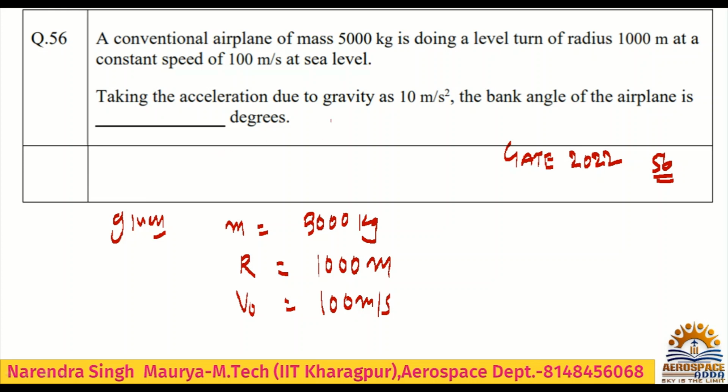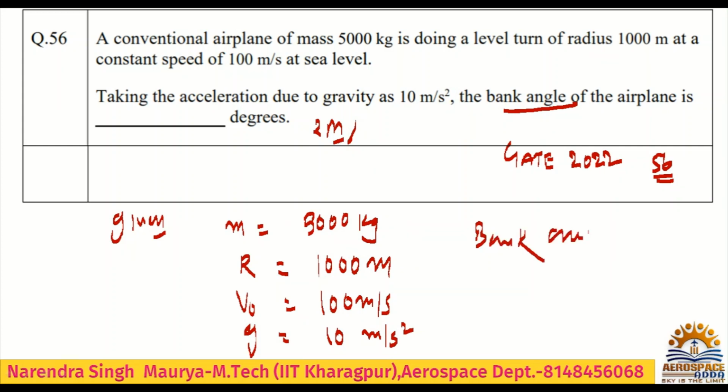Taking the acceleration due to gravity g, they have given 10 meter per second square. All these values they have given to you, and what they are asking is the bank angle of the airplane. This is also a fill in the blank problem. So these are the problems for 2 marks. You can check the weightage of the problem. It is 2 marks.